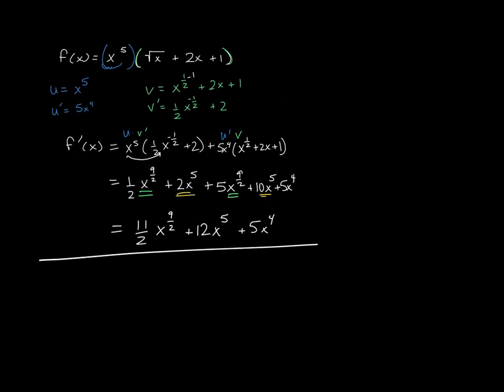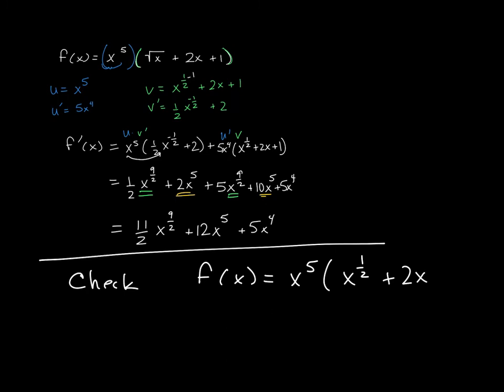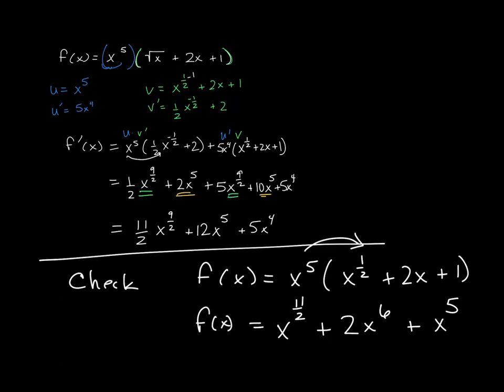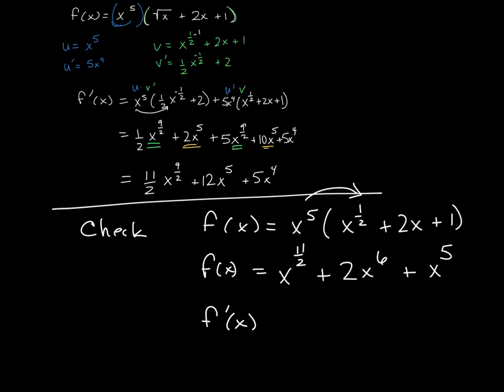Now, if I want to check that, I can check that by starting with f of x and multiplying that all out first. That would be x to the 5th times x to the 1/2 plus 2x plus 1. If I multiply all of that out, and again, remember we are adding exponents here, it would give me x to the 5 plus 1/2, and that gives me 11/2, plus 2x to the 6th plus x to the 5th. And if I go through and find the first derivative this way, using the power rule, the 11/2 comes in front. I subtract 1 from 11/2, which is 9/2, plus 12x to the 5th plus 5x to the 4th. So yes, that does work.